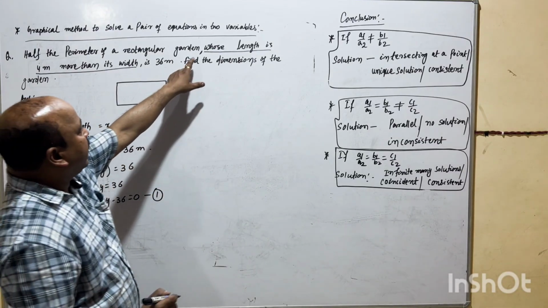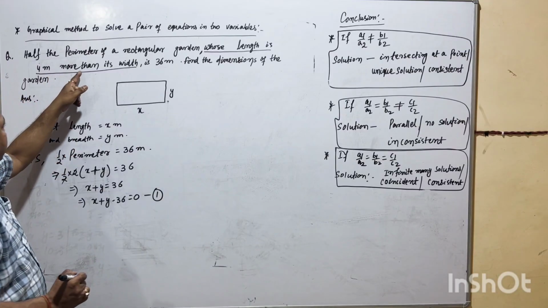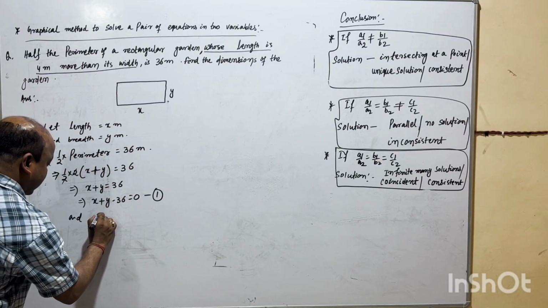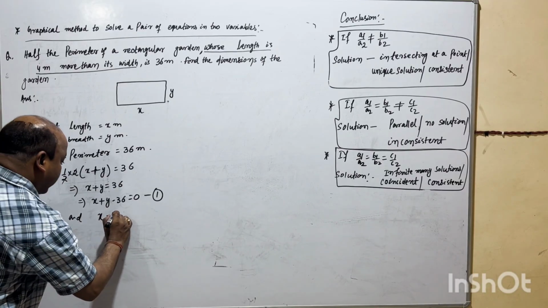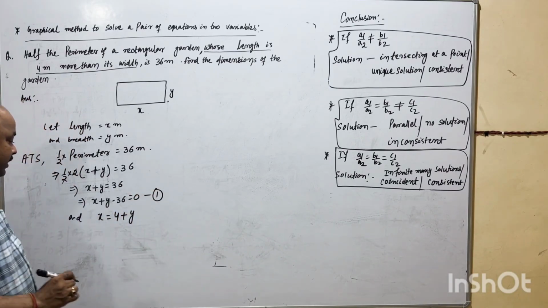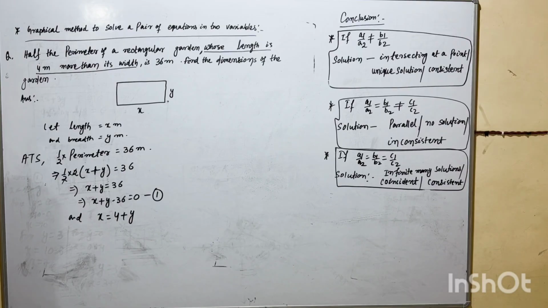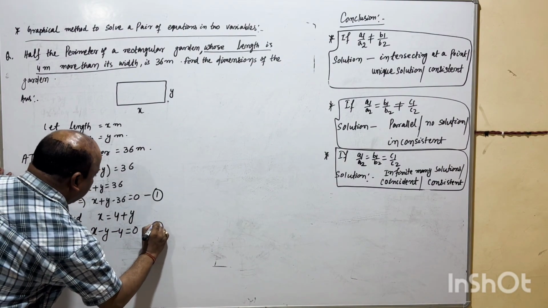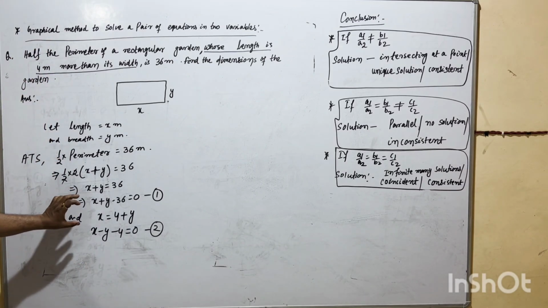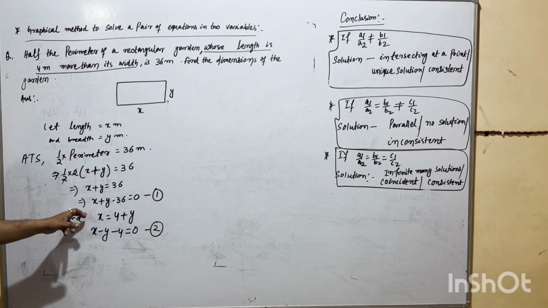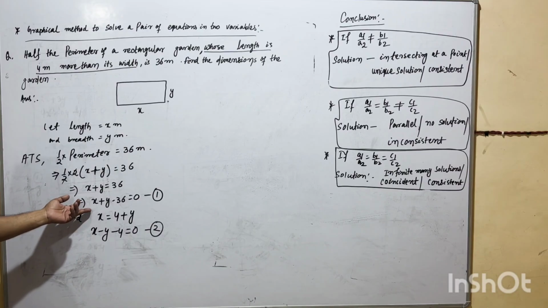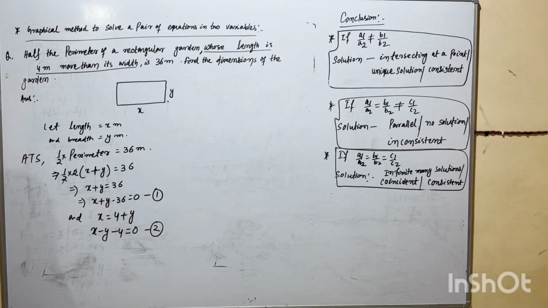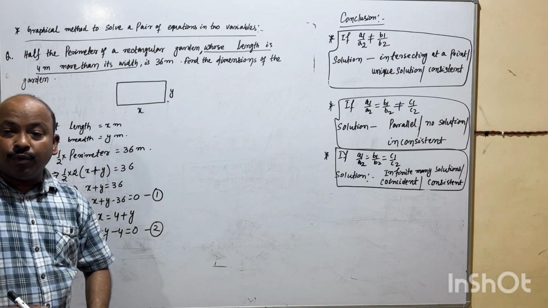Similarly, the next one is the underlined situation: whose length is 4 meter more than its breadth. The length is x, which is 4 meter more than its breadth, so x is equal to 4 plus y. So x minus y minus 4 equal to 0. Now the situation becomes a pair of linear equations in two variables. We have converted this situation algebraically: x plus y minus 36 equal to 0, x minus y minus 4 equal to 0.